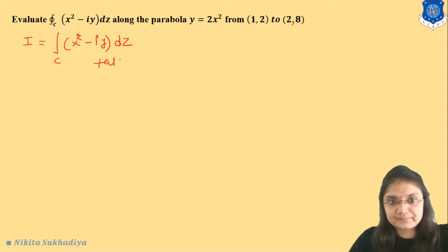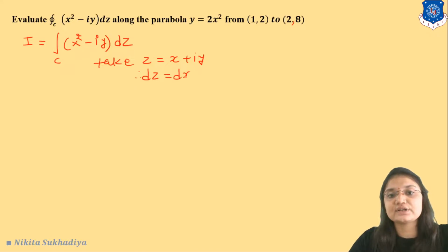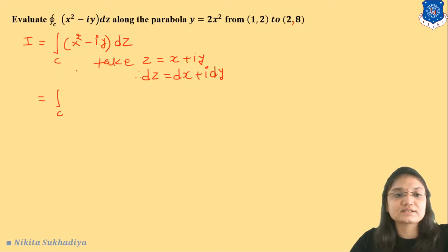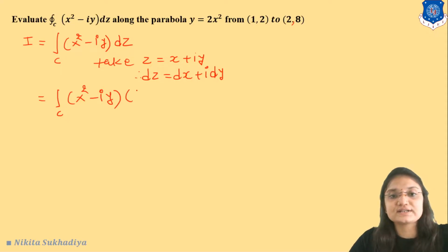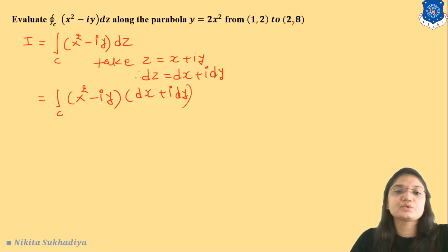So take z equal to x plus iy, and by taking the derivative on both sides you will get dz equal to dx plus i dy. Okay, by putting all these things, that is the integral over c of (x squared minus iy), and by putting dz equal to dx plus i dy, you will get this term. So here you can clearly see that now we have dx plus i dy. Okay, so again we cannot integrate it with respect to dx or dy both. So here we have to convert to either x form or y form.